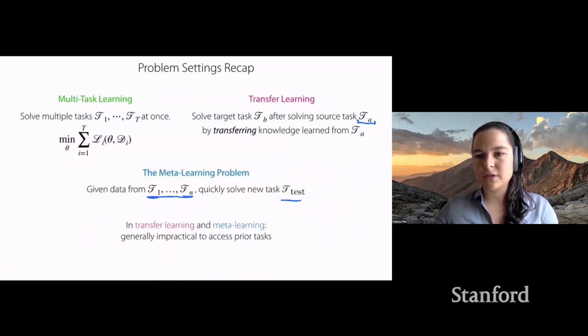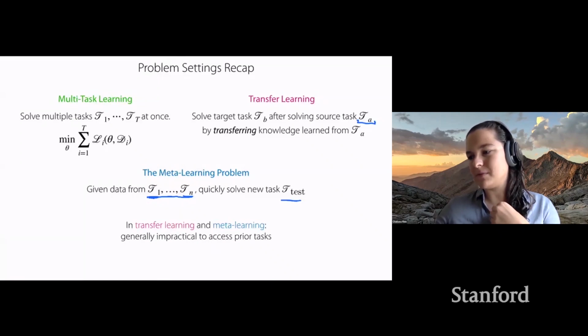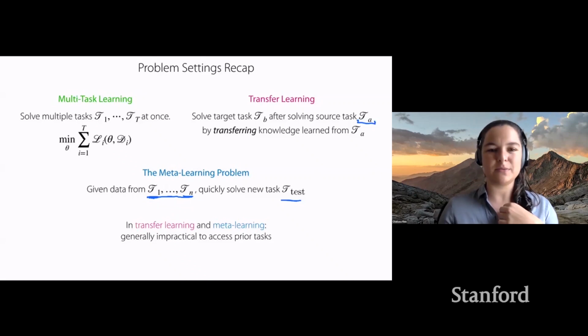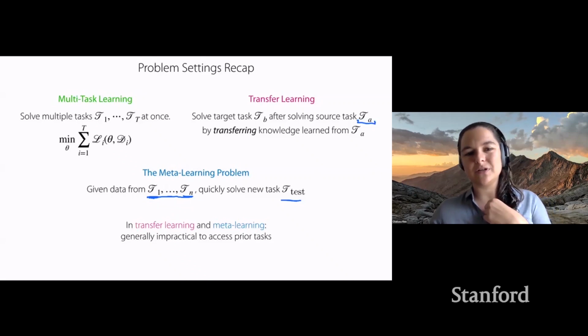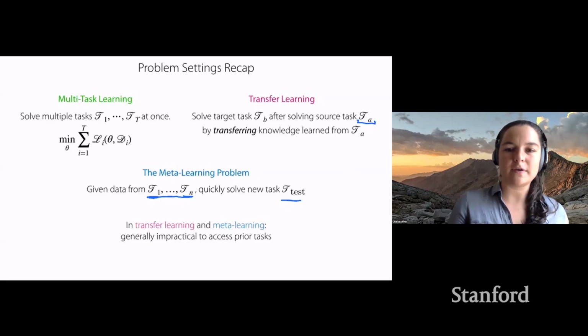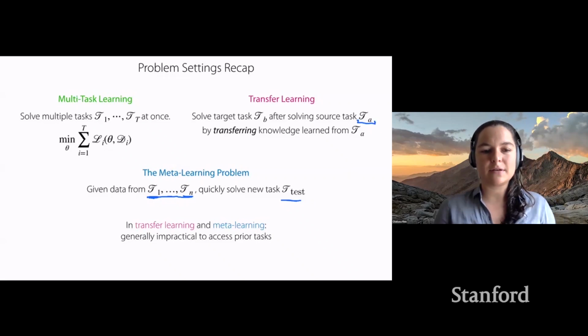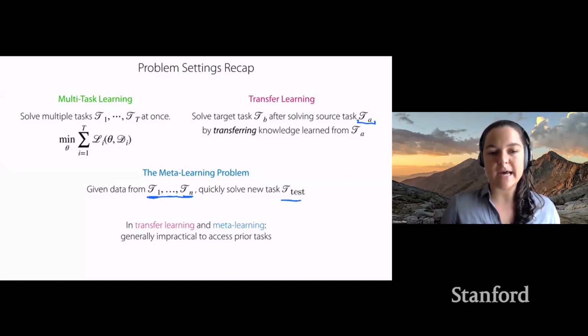Okay, so let's move on to algorithms for the sake of time. To recap the problem setting, in multitask learning, you're trying to solve multiple tasks at once. In transfer learning, you're trying to solve a new task after solving a source task. And in meta learning, you're trying to quickly solve a new task given data from a number of previous tasks.